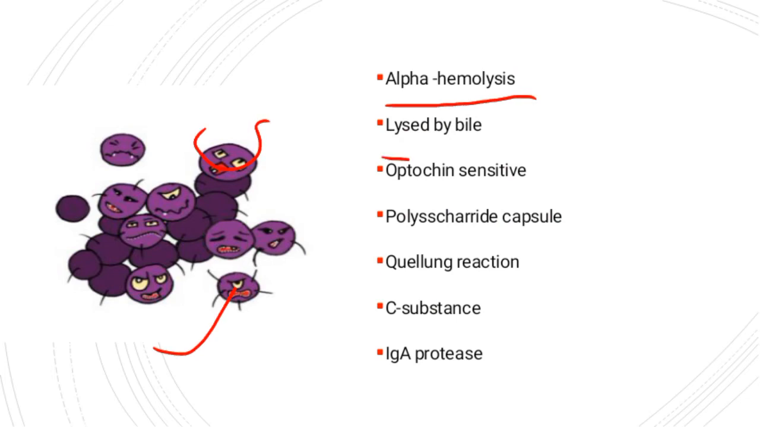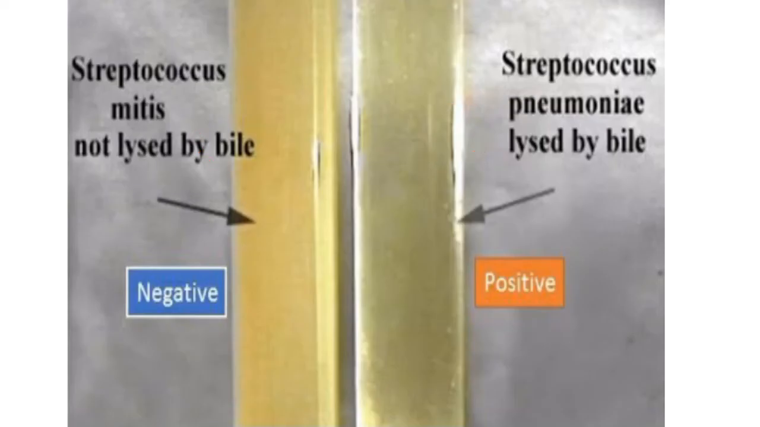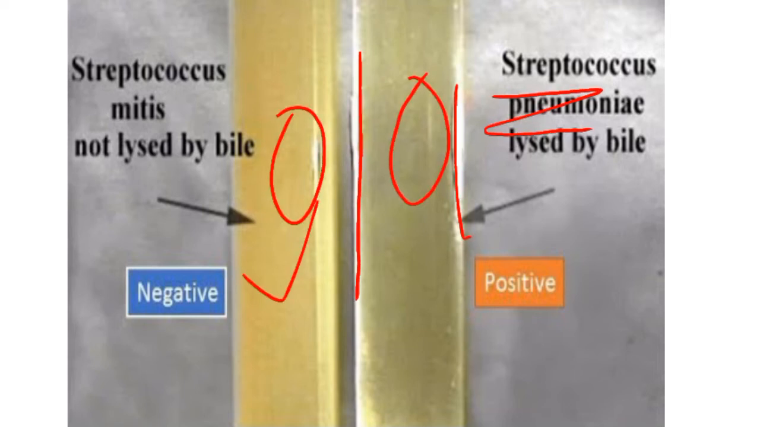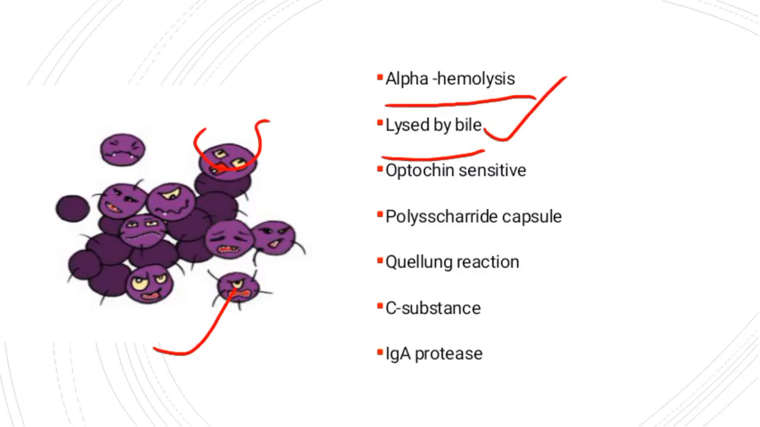Another property is that it is lysed by bile, or it is bile soluble. As you can see here, this tube has strep pneumoniae and it contains bile, and the strep pneumoniae has dissolved. While here, you can see the turbidity, there is another species of Streptococcus which is not soluble in bile. So bile solubility is another differentiating feature for strep pneumoniae.